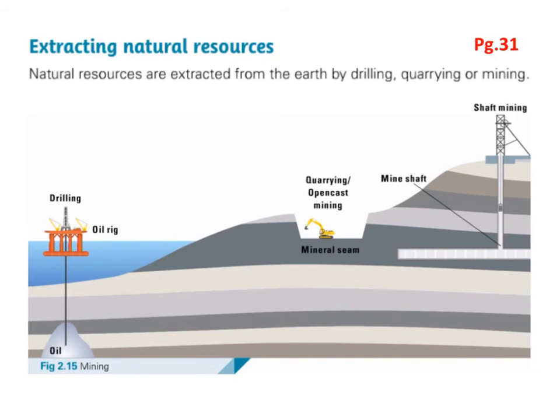So to summarise, there are 3 ways in which we extract natural resources from the earth in Ireland. They are drilling, so offshore drilling on an oil rig, quarrying or open cast mining, which happens at the surface of the earth, and then shaft mining, which happens deep below the earth when the resources are very, very deep and we have to construct a mine shaft in order to get to them.